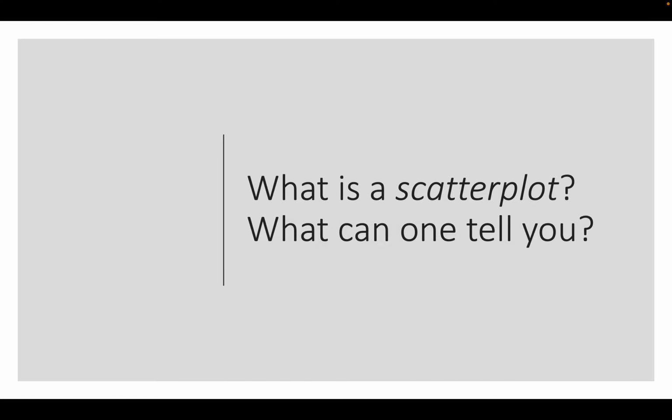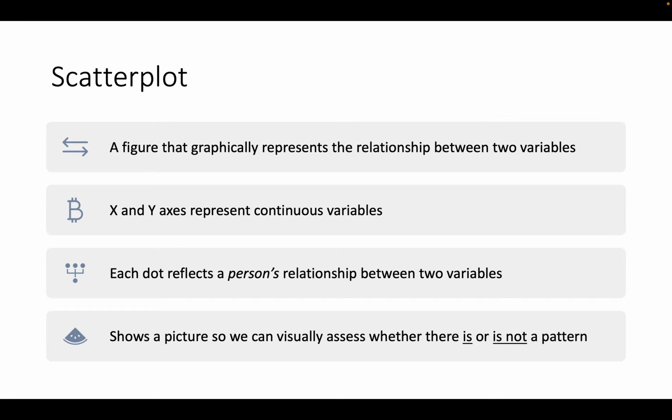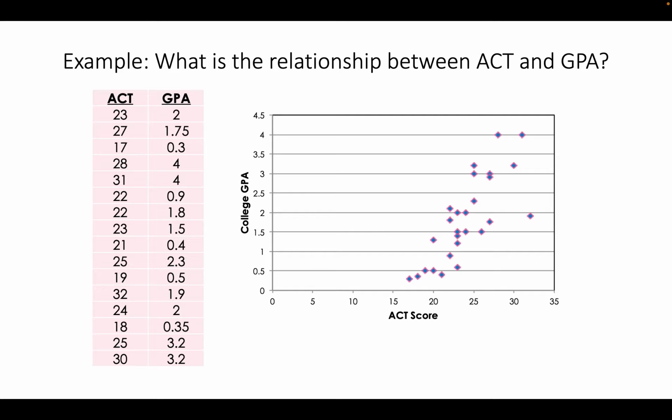Which brings us to scatter plots. So, what is a scatter plot and what can it tell us? Well, a scatter plot is a figure that graphically represents the relationship between two variables. Both the x and y axis represent a continuous scale. Each dot in the scatter plot represents a single person's relationship between the two variables. And this overall picture allows us to visually inspect our data and determine if an actual pattern exists. And we're going to take a look at a couple examples.